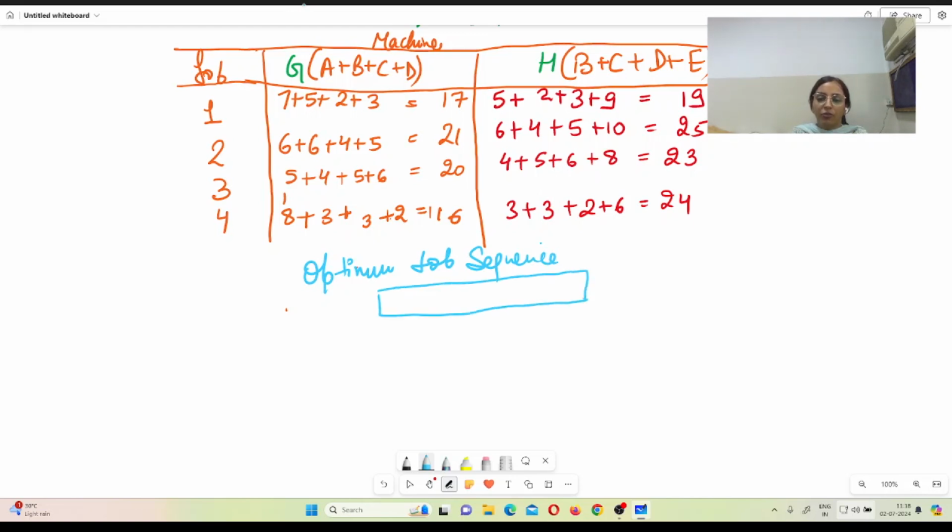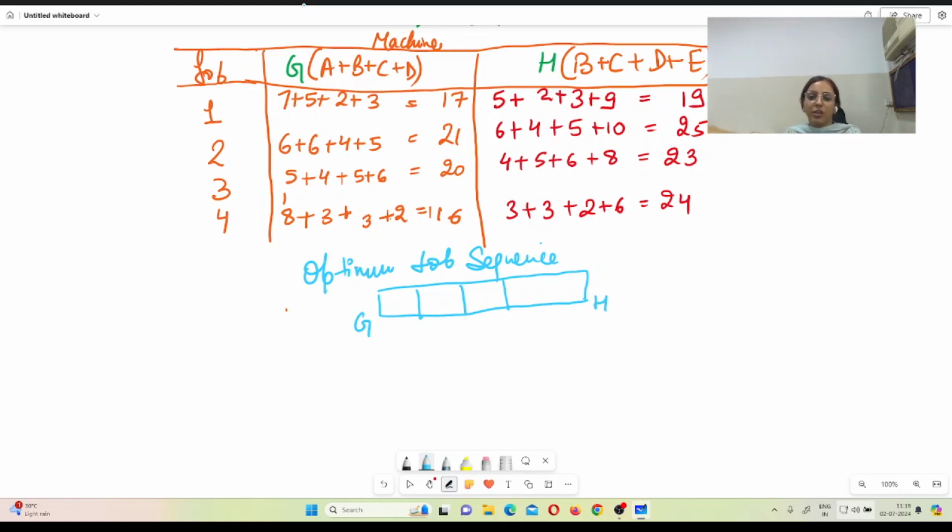So we have 4 jobs created in the same way: 1, 2, 3, and 4. Now the same process follows. Find the least value for both the machines, that is G and H. This is your starting point G and this is your end point H. If the least value comes from machine G, then we start from the initial start point. And if the least value is from H, then we start from the right side going towards the left side.